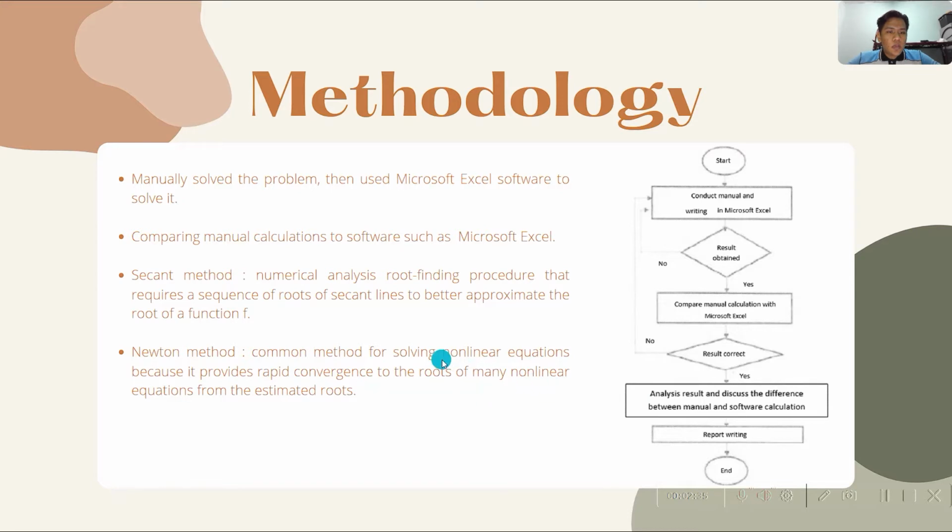The Secant Method is a numerical analysis root finding procedure that requires a sequence of secant lines to better approximate the root of a function of x, whereas Newton's method is a common method for solving nonlinear equations because it provides rapid convergence to the root of many nonlinear equations from the estimated root.